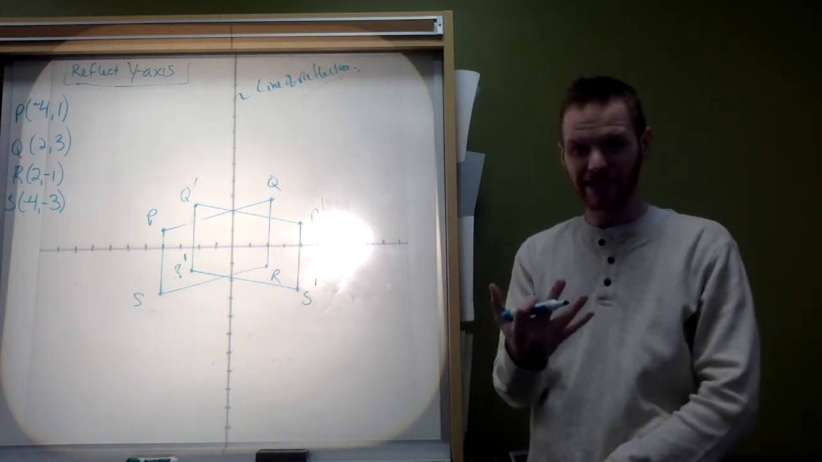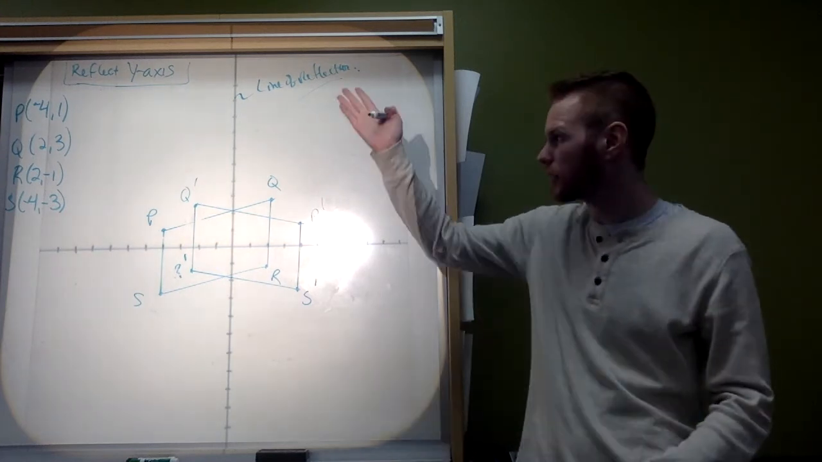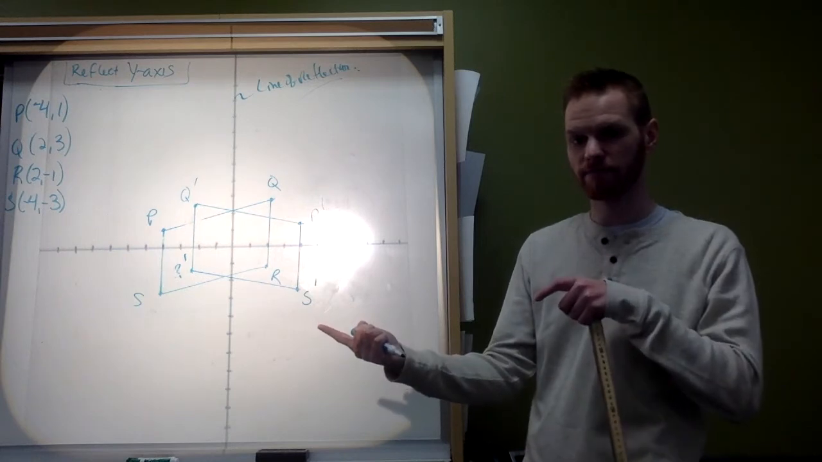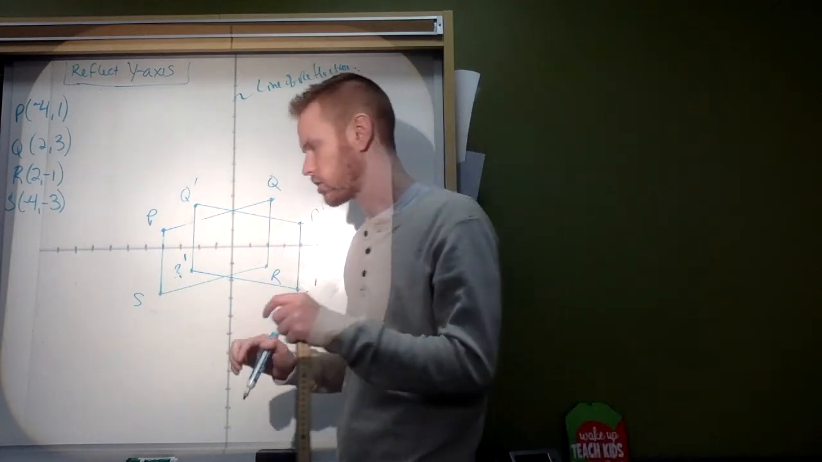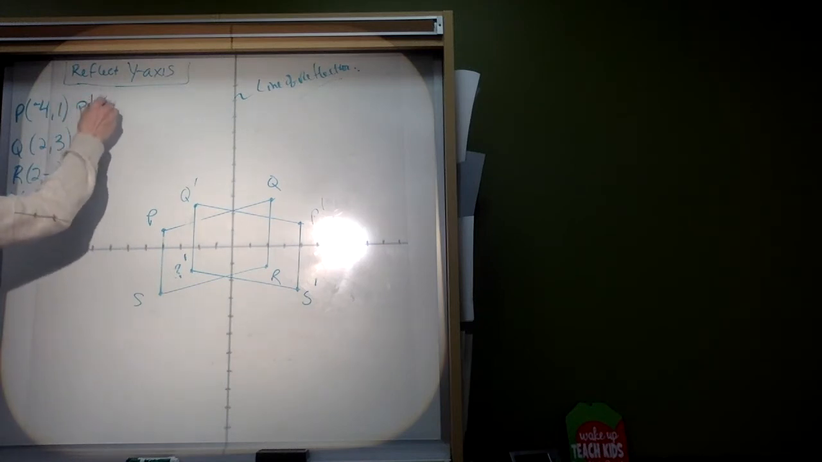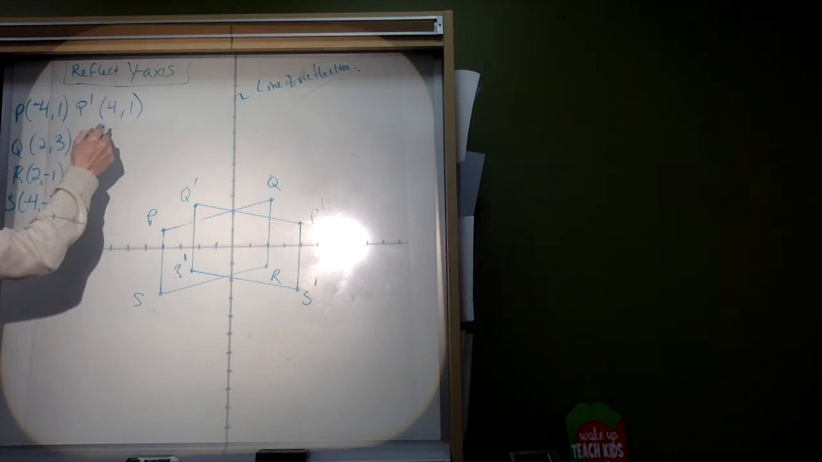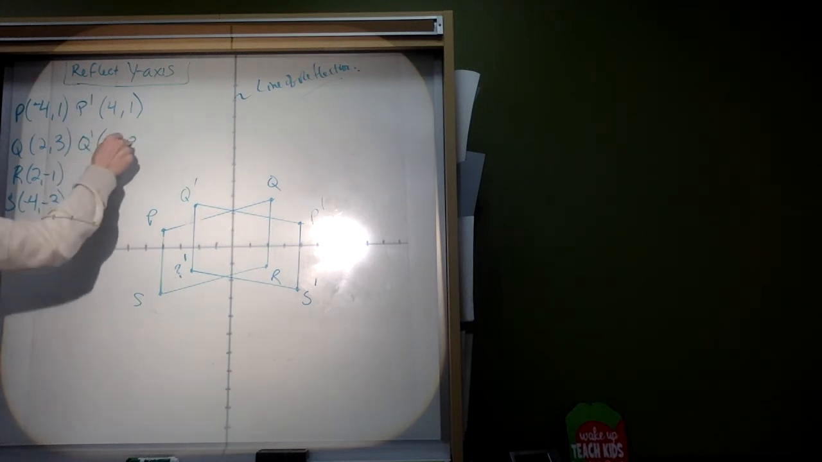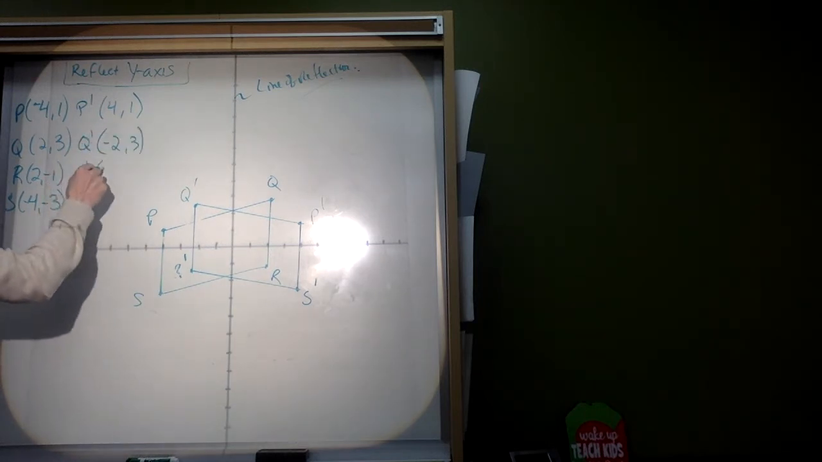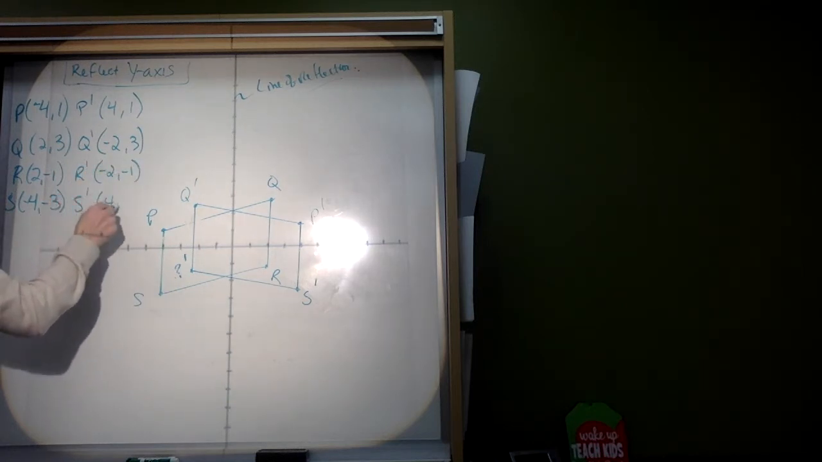Now you're probably guessing what I'm going to say next, and that is, what's the rule? If I was looking at the coordinates, what's changing, and can I make a generalization of it? Let's write down the coordinates next to this. P prime is at 4, 1. Q prime is at -2, 3. R prime is at -2, -1. S prime is at 4, -3.